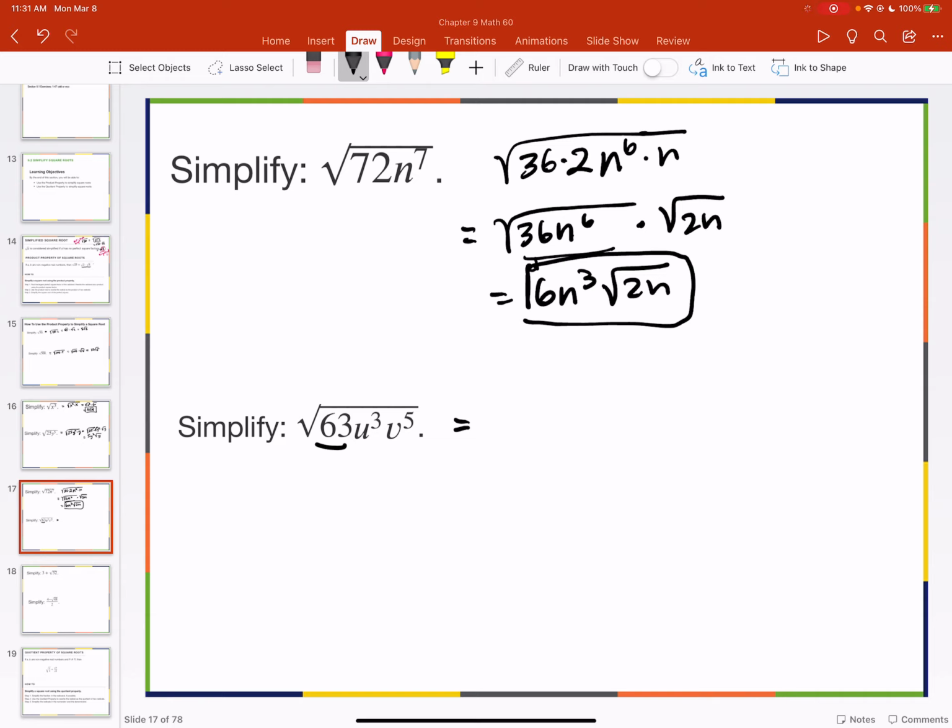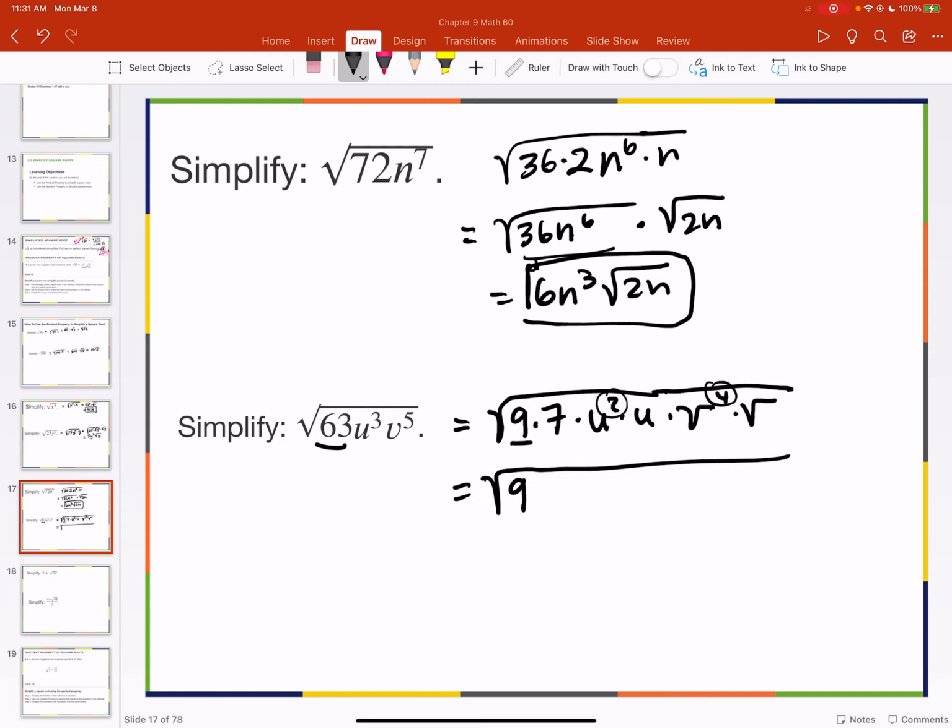Okay, so how about this one? 63 is 9 times 7, and we can write this apart here: 9 times 7 times u squared times u times v to the 4th power times v. So all the even number exponents we can put together, and then the perfect squares. You can use the commutative property. Eventually you could do that in your mind and not rewrite all of this, but just for now, I put these 3 together at first, and then the rest is going to be 7 times u times v. That's the part that's left.